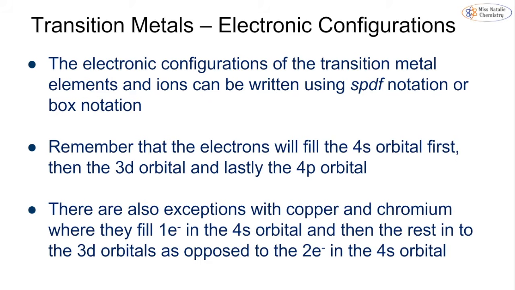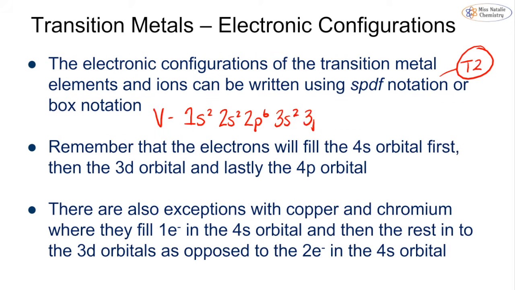Now we can look at the electronic configurations of these transition metals, and both the elements and their ions can be written using our SBDF notation, and we covered that all the way back in topic 2, so if you're not sure you might want to go back and have a look at it. And remember, we fill our orbitals in a very specific way. So if we have vanadium, for example, we start off at the 1s, so 1s2, 2s2, 2p6, then we move to the 3s and 3p6, and then we fill, remember, the 4s first, so that would be 4s2, and then we fill the 3d, which would be 3d3 for vanadium.